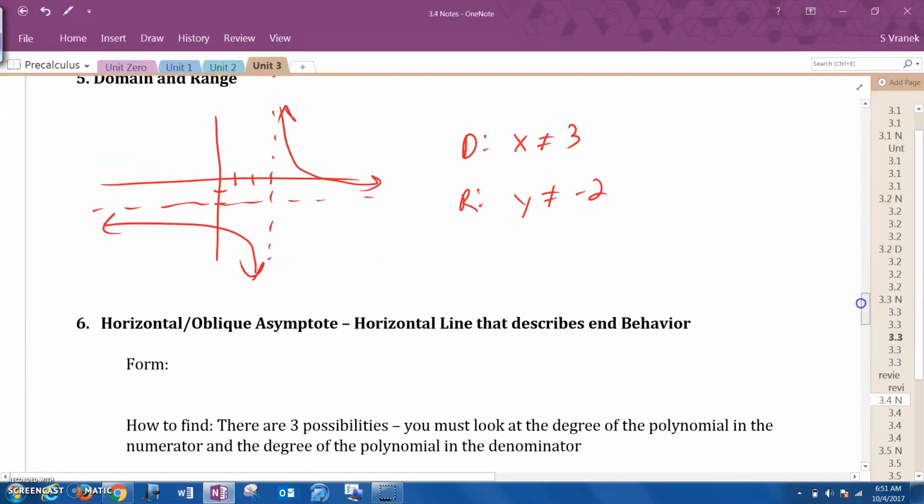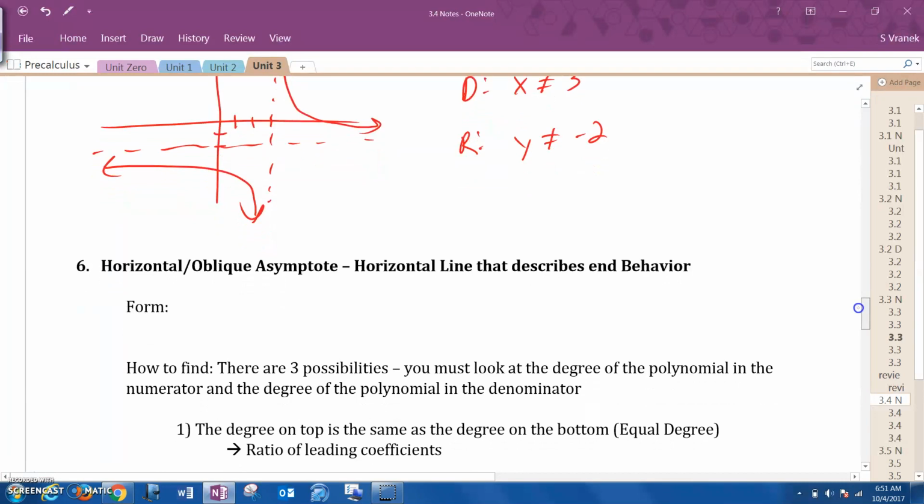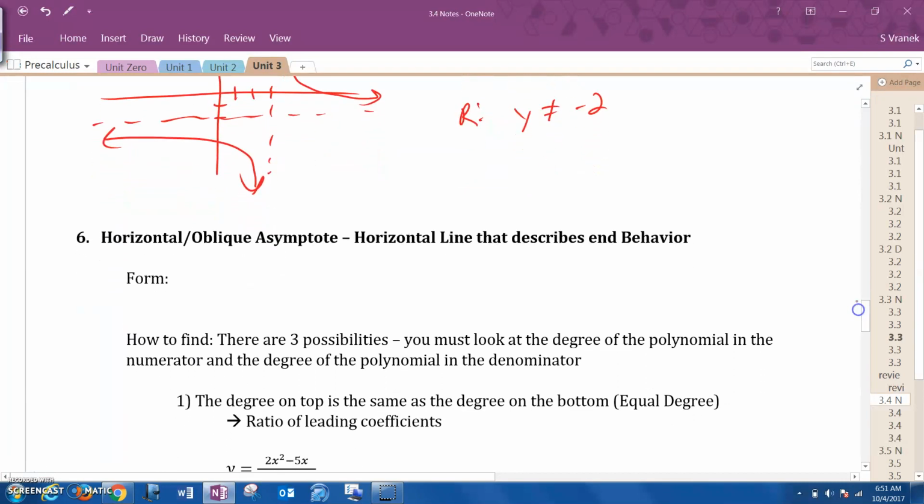Finally, we have the horizontal/oblique asymptote. Okay, it describes the end behavior of the graph. It's in the form of y equals a number, because it's horizontal, or the oblique is a line, so it's y equals mx plus b.